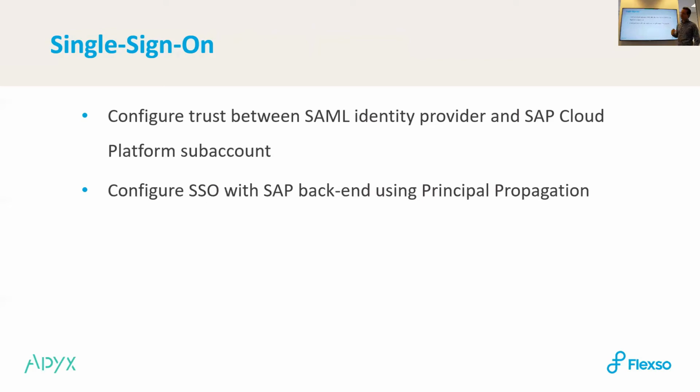So a user will log into an application on the cloud. This application is connected to your identity provider, and the identity will be propagated to the SAP system in the backend to authenticate the user there. This is called principal propagation. So this is also something that needs to be configured initially.